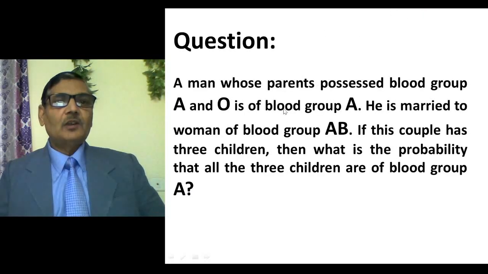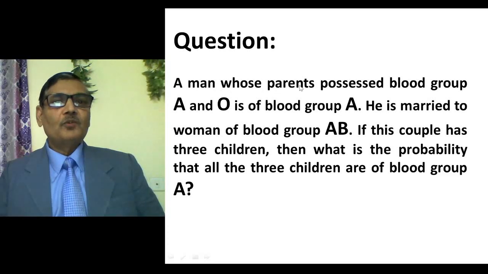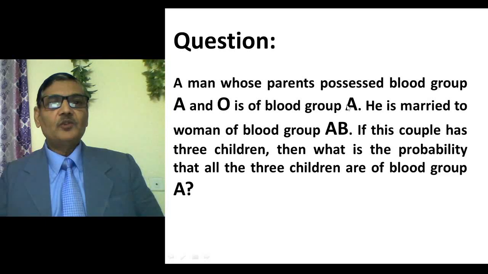One more question I have taken, which will be solved by this formula. See, the question is: a man whose parents possessed blood group A and O is of blood group A. So now it is very clear that this man, whose blood group is A, had parents of blood group A and O. So this indicates that the genotype of this fellow will definitely be heterozygous, meaning IAIO will be the genotype.